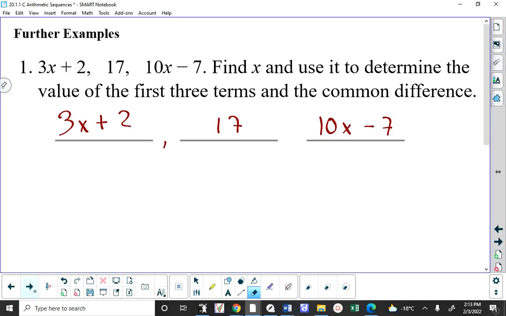And the hint I'm going to provide is this.